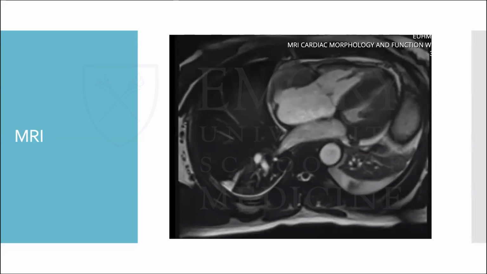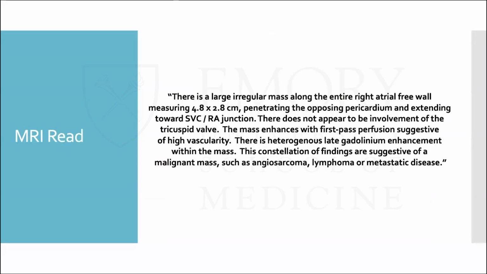And the official MRI read was, there is a large irregular mass along the entire right atrial free wall, measuring 4.8 by 2.8 centimeters, penetrating the opposing pericardium and extending toward the SVC-RA junction. There does not appear to be involvement of the tricuspid valve. The mass enhances with first pass perfusion, suggestive of high vascularity. There's heterogeneous late gadolinium enhancement within the mass. This constellation of findings is suggestive of a malignant mass, such as angiosarcoma, lymphoma, and metastatic disease.